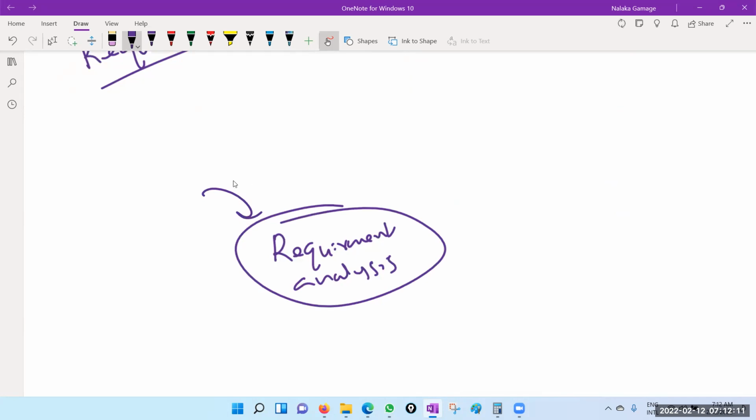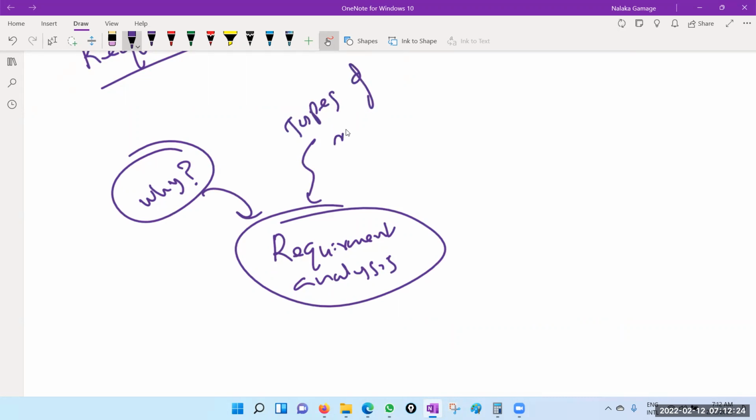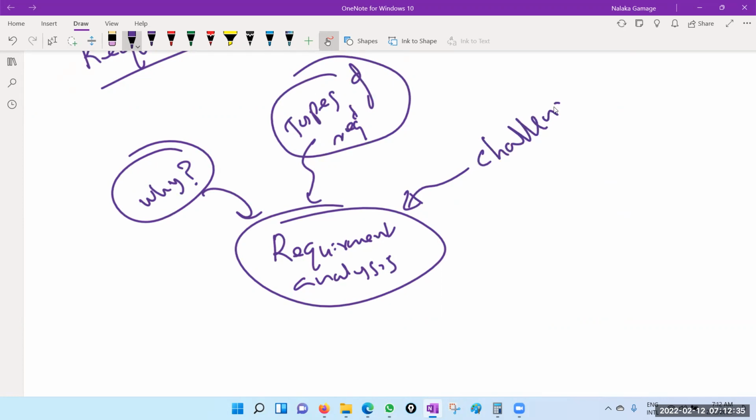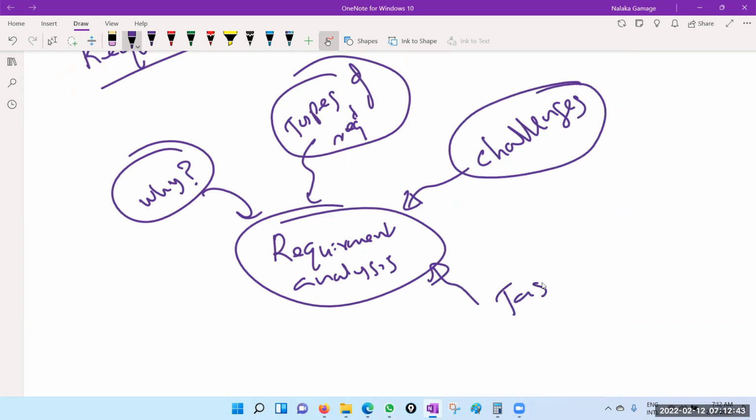So first we are going to look at why do we need requirement analysis? Then we are going to look at what are the types of requirements. Then we are going to look at the challenges in requirement analysis. So once you understand the challenges, we are going to discuss what are the tasks in requirement analysis.